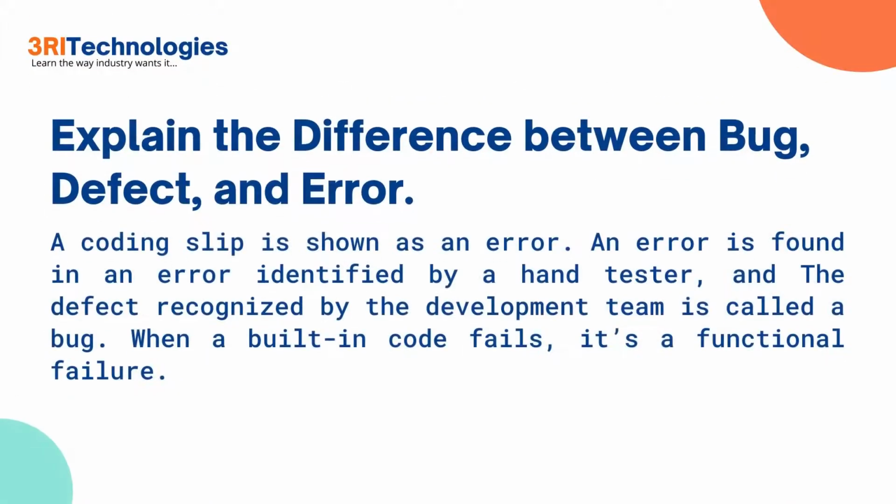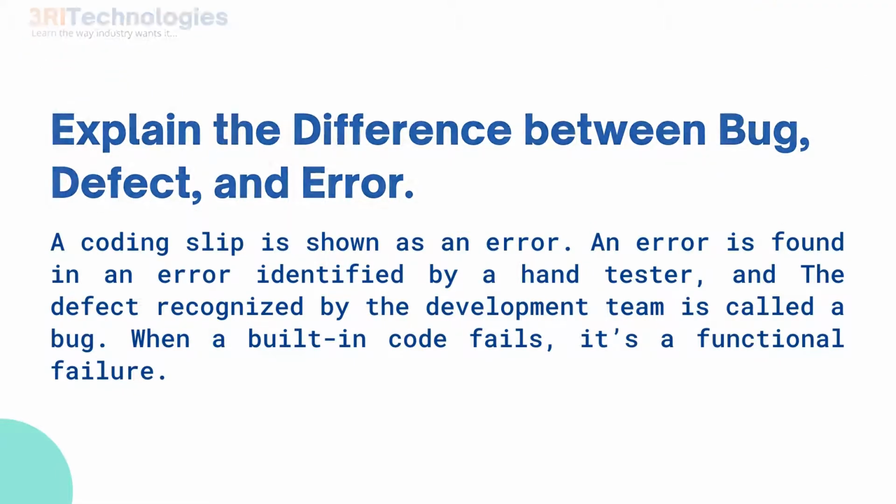Explain the difference between bug, defect, and error. A coding slip is shown as an error. An error found by a manual tester, and the defect recognized by the development team, is called a bug. When built-in code fails, it's a functional failure.